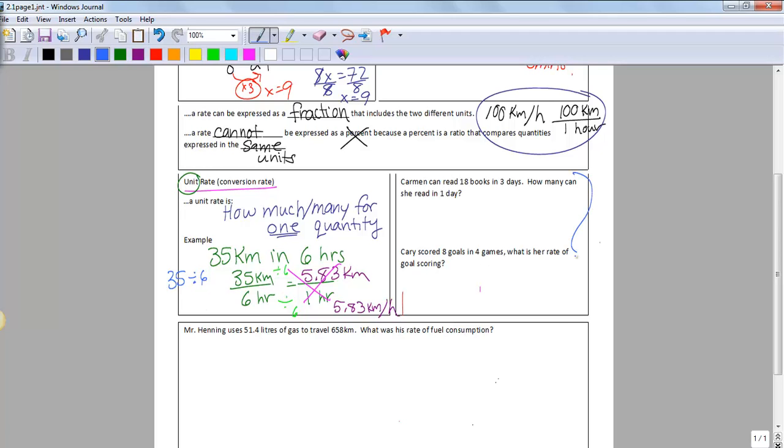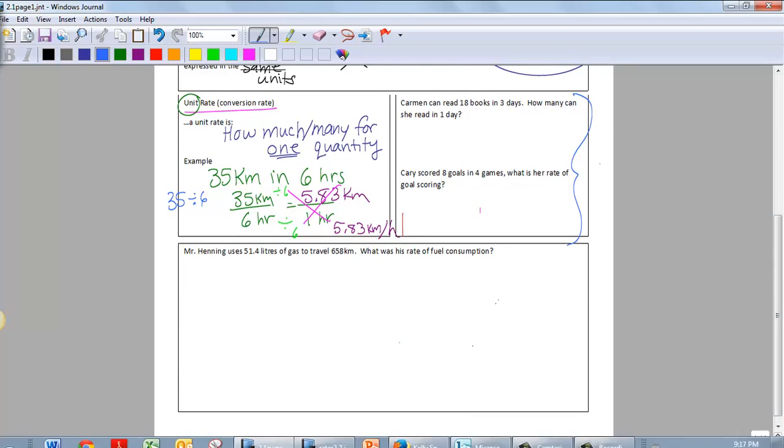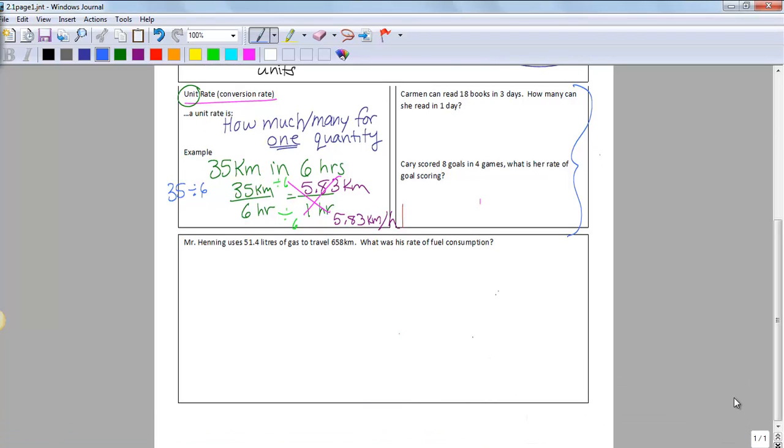So why don't you try these 2 questions over here and pause and check back at the answer key next day. Okay, so we have a word problem here. It's a little bit more involved than those 2 up here. This one says, Mr. Henning uses 51.4 liters of gas to travel 658 kilometers. What was his rate of fuel consumption?